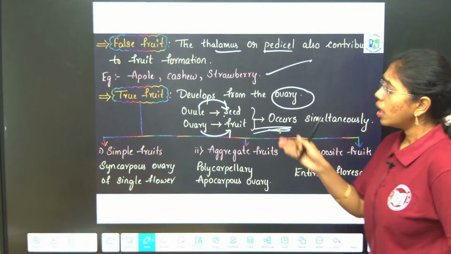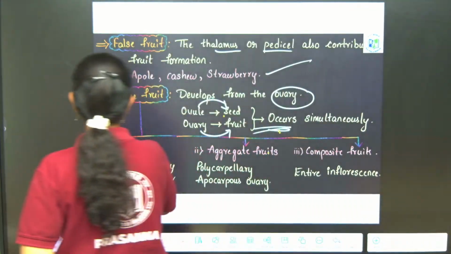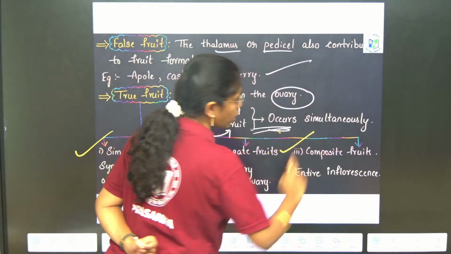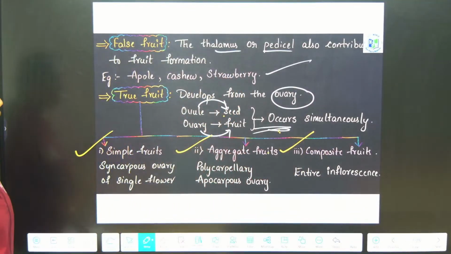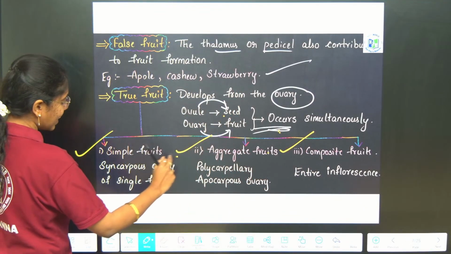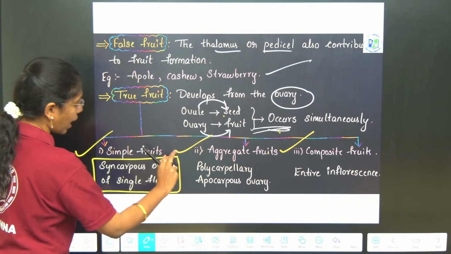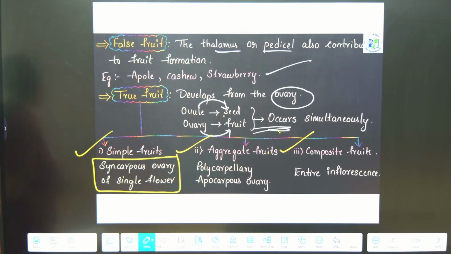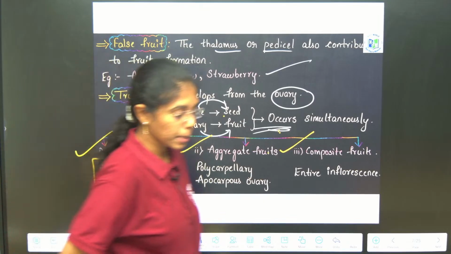And next, true fruits, I said they are of three types: simple, aggregate and composite fruits. What are simple fruits? Simple fruits are those wherein the syncarpous ovary of a single flower turns to fruit. What is a syncarpous ovary? You have to tell me what is apocarpous and syncarpous.